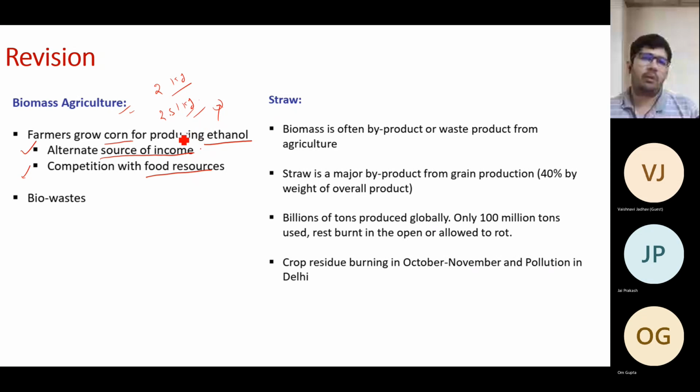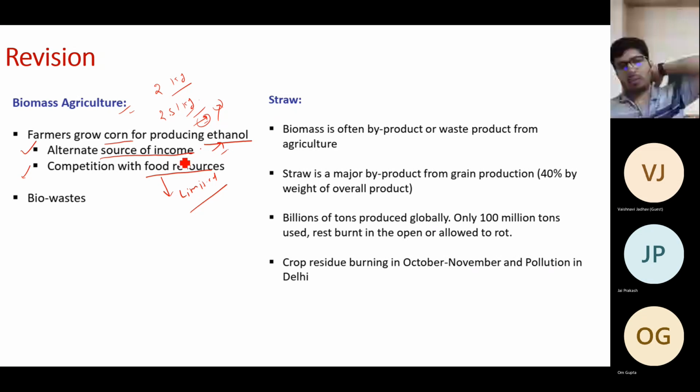They can grow more, because the food demand may be limited, so they can sell the excess quantity to the energy companies. In this way they have an alternate source of income, but also there is competition with food resources.